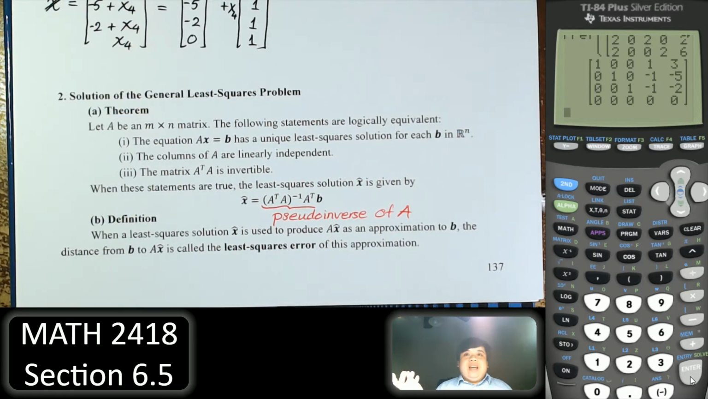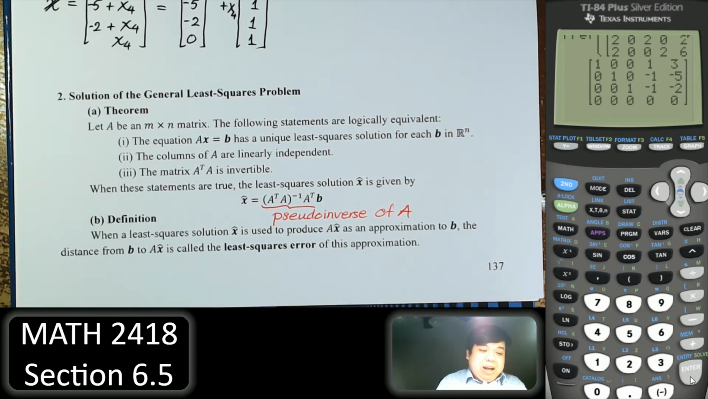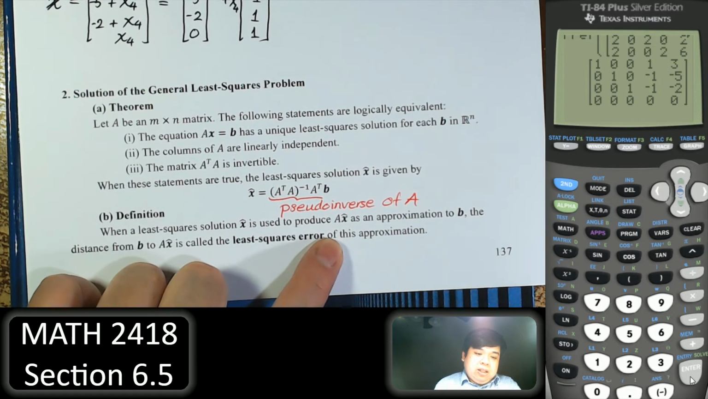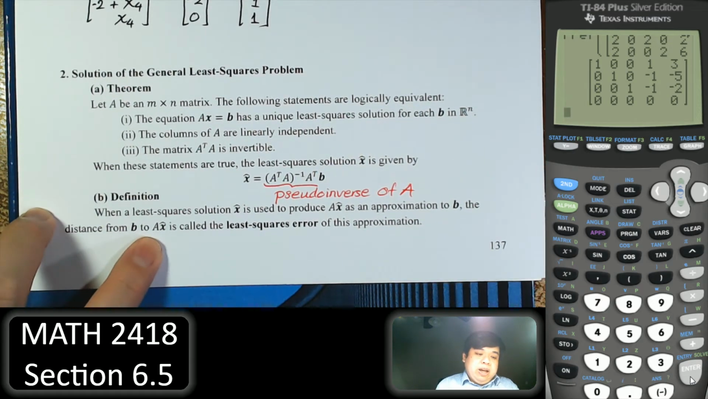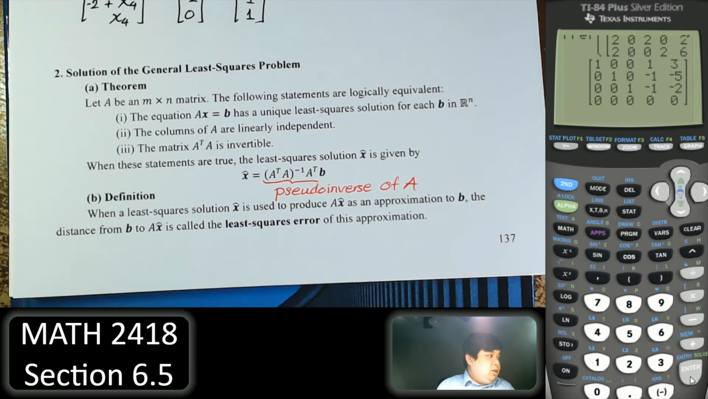The matrix A here might not be a square matrix, and only a square matrix has an inverse. So that's why we define this as the pseudo inverse of the matrix A. When the least square solution is used to produce Ax hat, an approximation to B, the distance from B to Ax hat is called the least square error of this approximation.